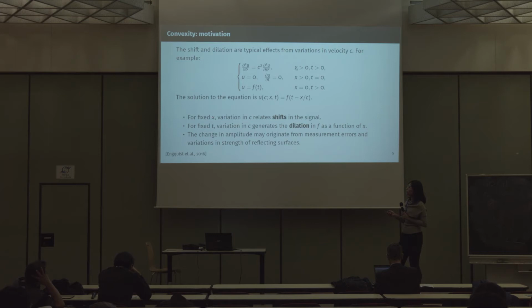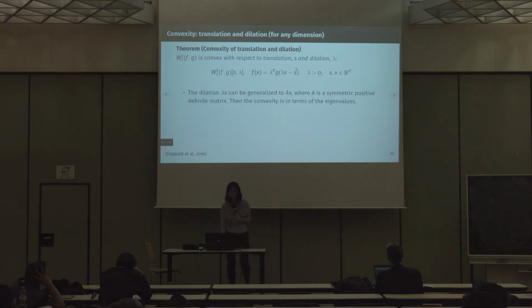For a fixed location, a variation in velocity will give us shifts in the data. If we fix the time, a variation in velocity will give us dilation in the data. If there is some amplitude change due to some errors, we will have partial amplitude change. Based on these three phenomena, we prove several theorems about the convexity of W2 in this wave equation setting. The first theorem is about W2 as the distance between f and g. It's convex with respect to translation and dilation.